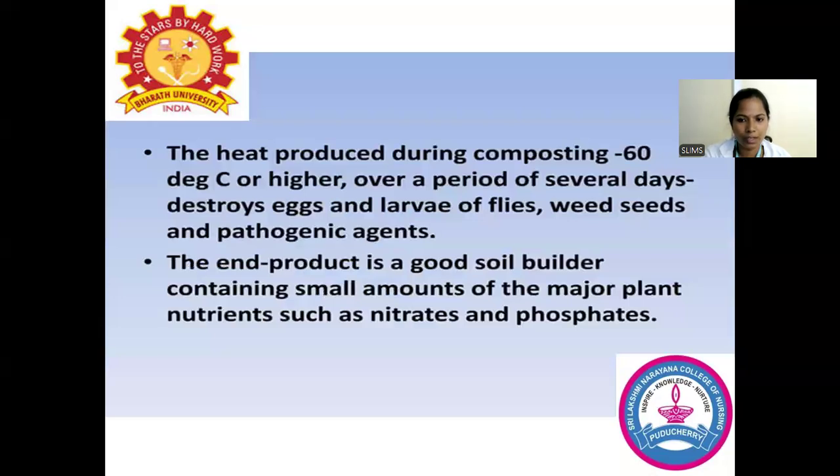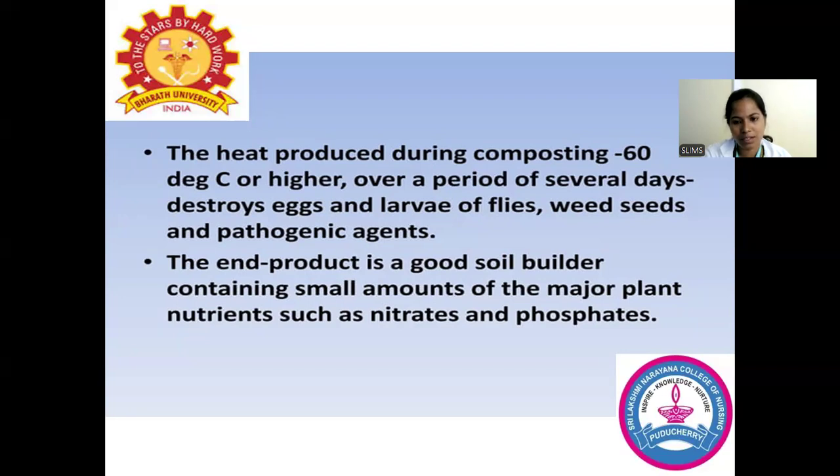Here, the heat produced during composting is 60 degrees centigrade or higher. Over a period of several days, it destroys eggs and larvae of flies, weed seeds, and pathogenic agents. So the heat produced during the process of composting will kill all the pathogenic agents.